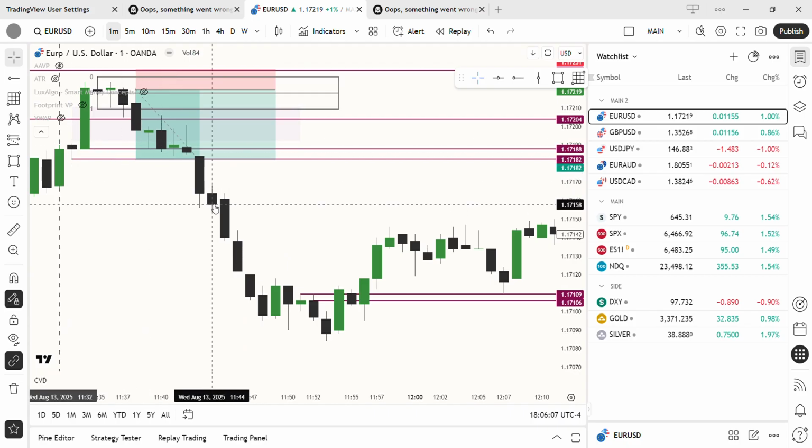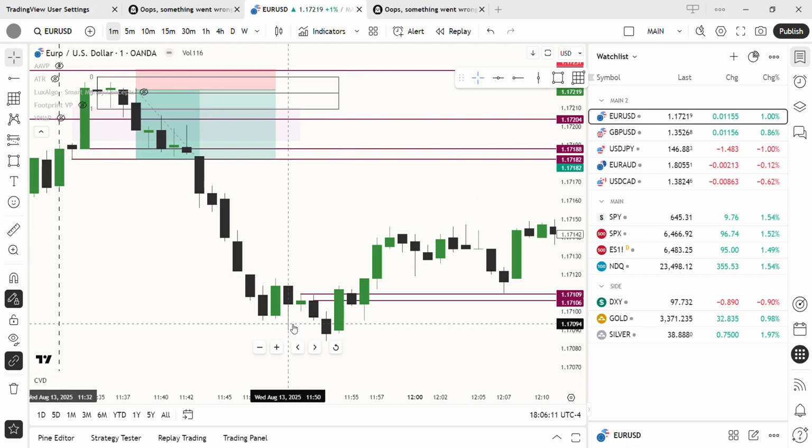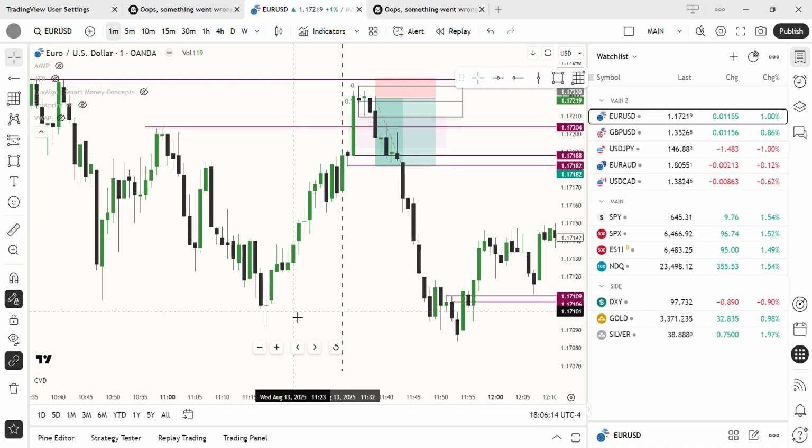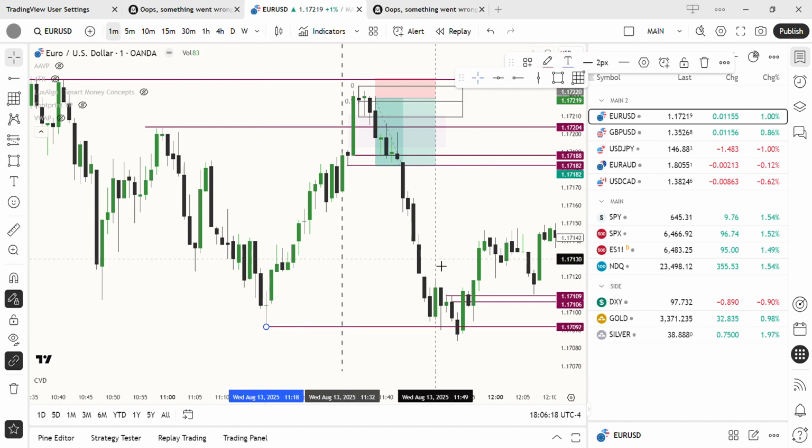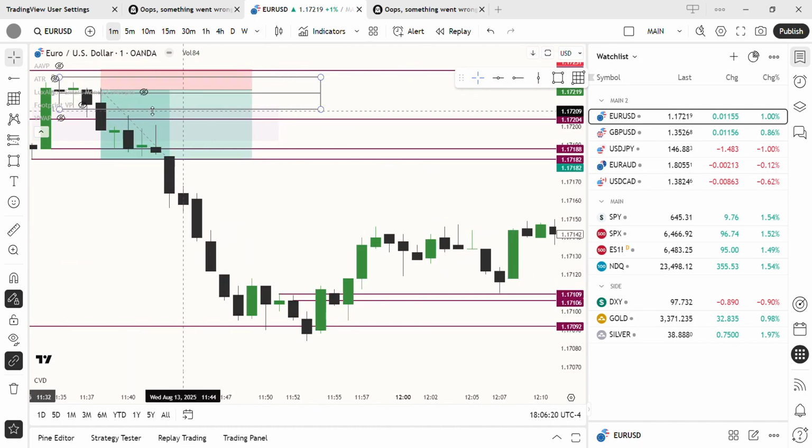Let's say I got on the charts a little late. All right, so we come in, I see these lows, see this break of structure here. But this is something to consider. Here, I'm going to write this down.